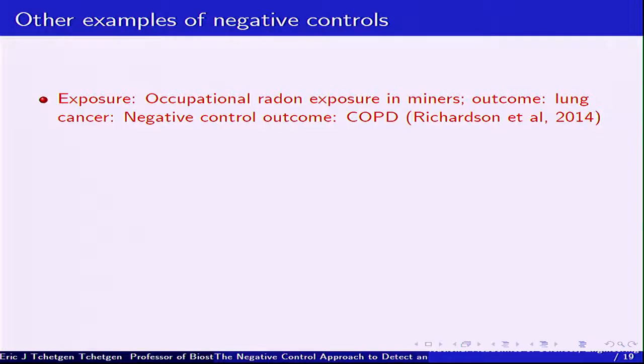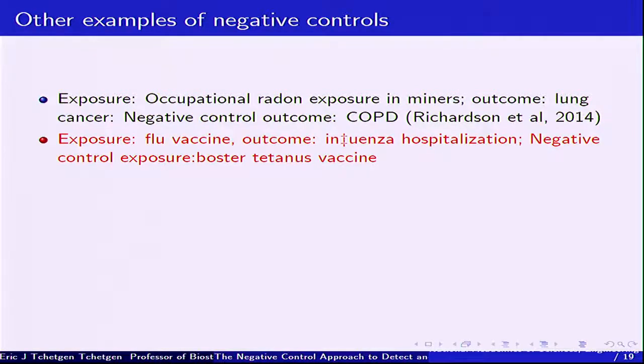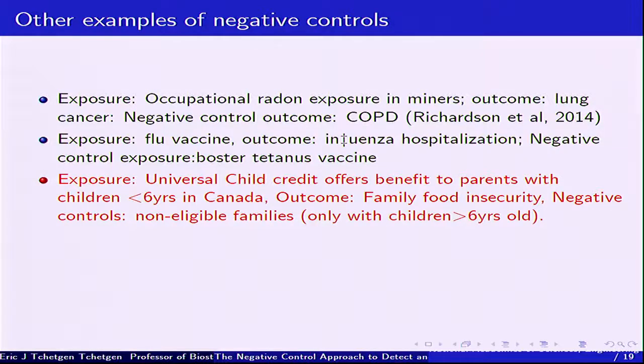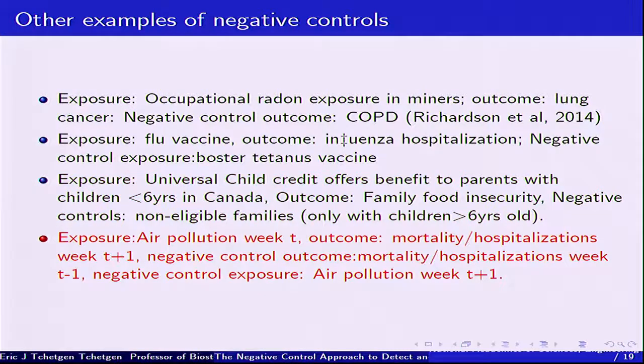Some other examples of negative controls, very briefly, that have appeared in the literature. In occupational radon exposure in miners, the outcome was lung cancer, and the negative control outcome was COPD. Exposure, flu vaccine again, the outcome being influenza hospitalization. The negative control there was tetanus vaccine. This is a negative control exposure. Universal Child Credit offers benefits to parents with children less than 6 in Canada. The outcome was family food insecurity. Negative controls were non-eligible families, with kids only greater than 6 years old.